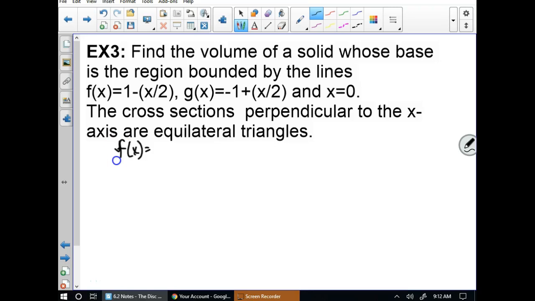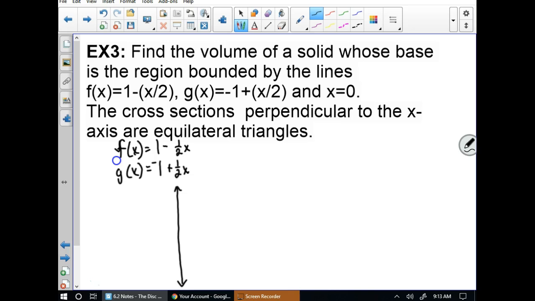f of x is 1 minus 1 half x, and g of x is negative 1 plus 1 half x. So let's see, if we graph those, let me think of where they're going to cross. Okay, so can I make g of x also like 1 half x minus 1? Yes, yes.